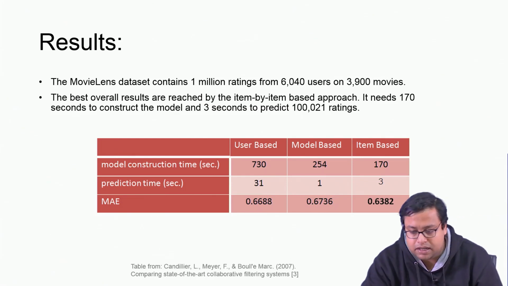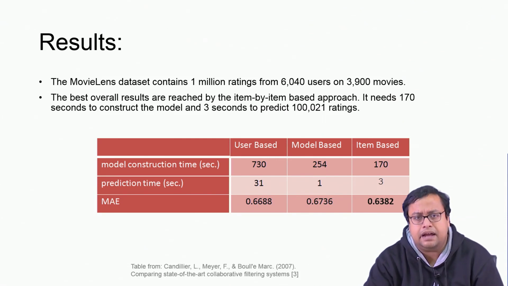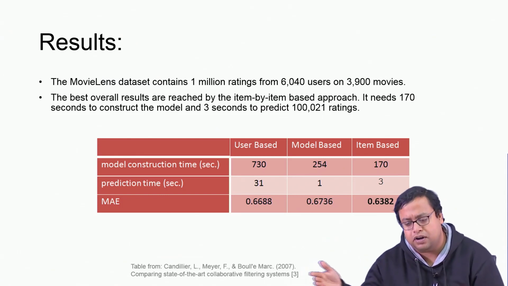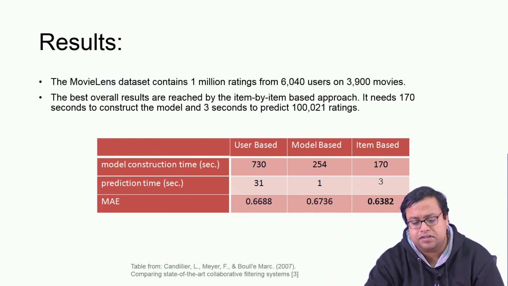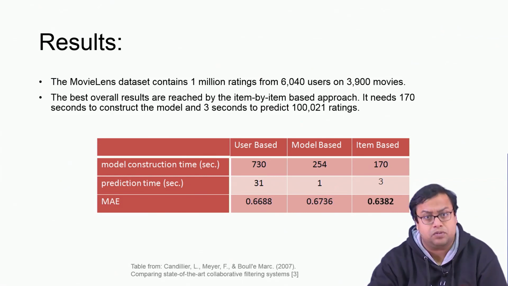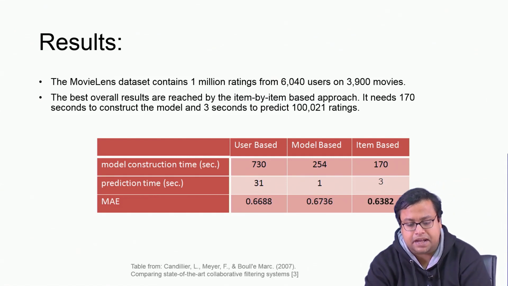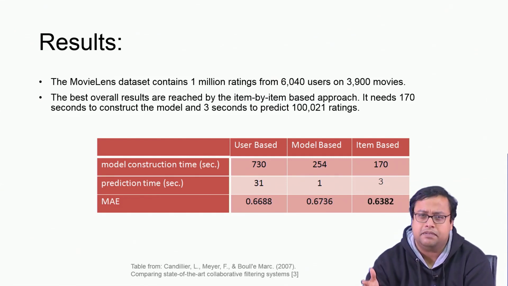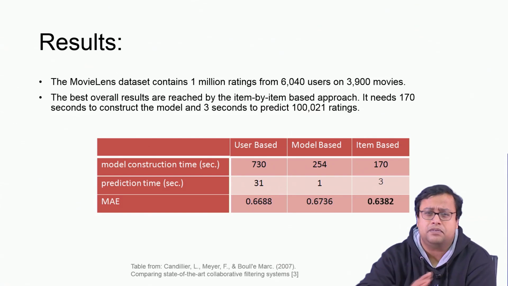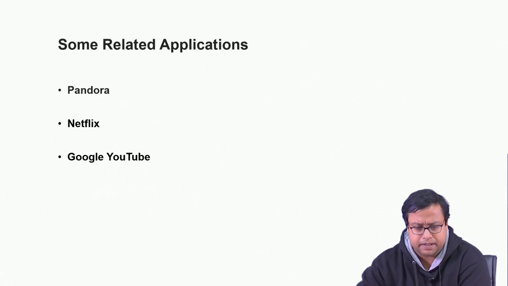You see that item to item collaborative filtering took 170 seconds, much lower than the other one, and the mean absolute error, meaning whether the recommended items were actually bought or not, is 0.6382. In the other cases, it is 0.66, 0.67. So, comparable, and prediction time taken is 3 seconds. So, item to item gives similar results, but with much less time.